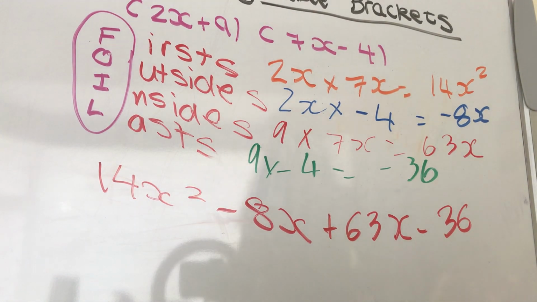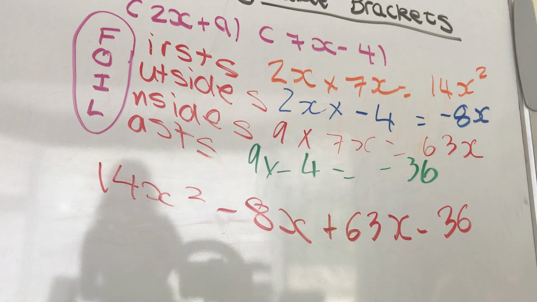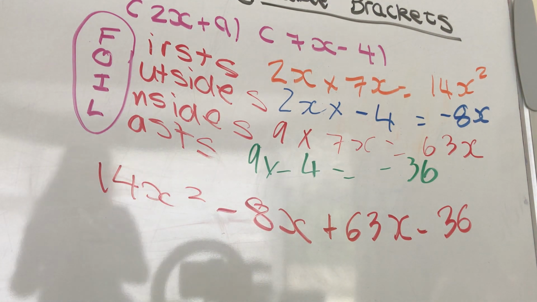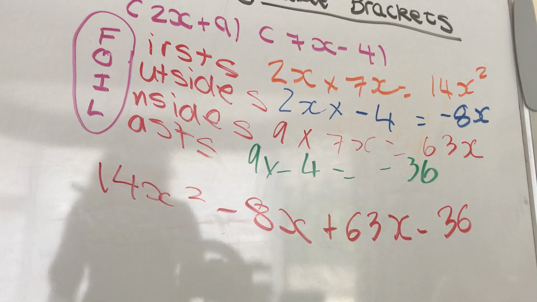So do we have any like terms? Like terms means we can add them together or subtract them from each other. So like terms are essentially terms which can be added together. So an x squared and an x, they're not going to be like terms because they're different. It's like adding an elephant and a kangaroo, it's not going to work.